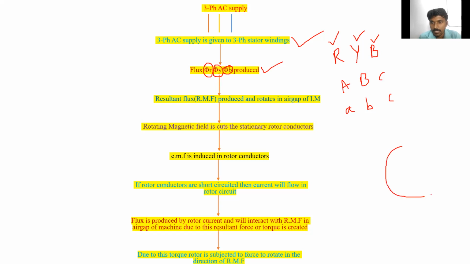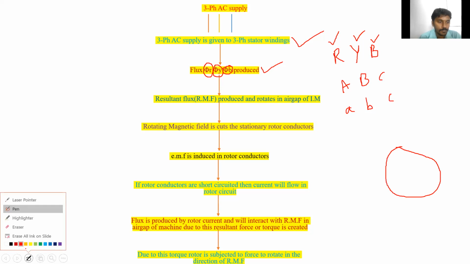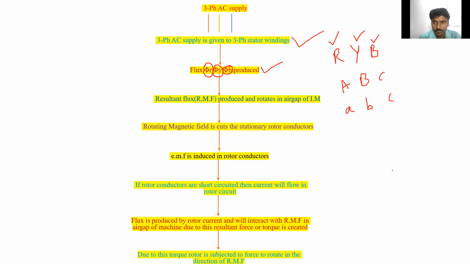So generally, this is the induction motor. Okay, this is the induction motor. This is the rotor circuit. And this rotor is having the windings or conductors. Okay, this is the rotor circuit. Clear? So what will happen?